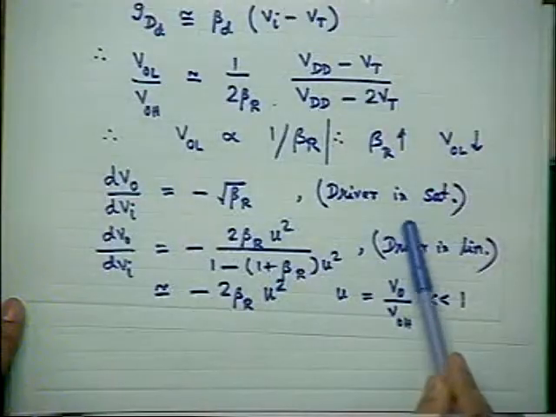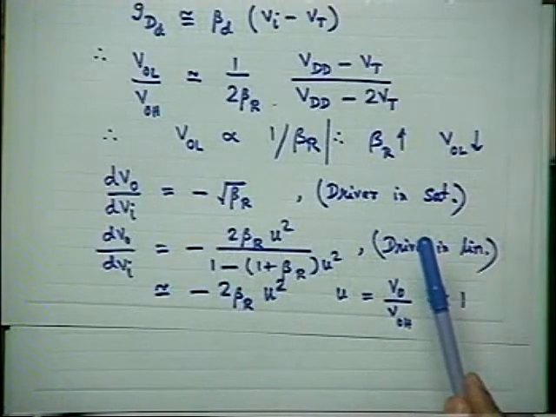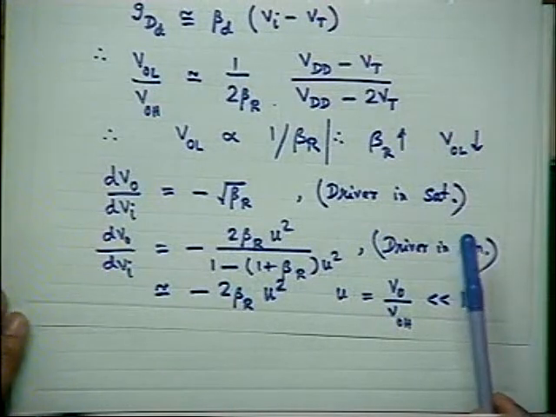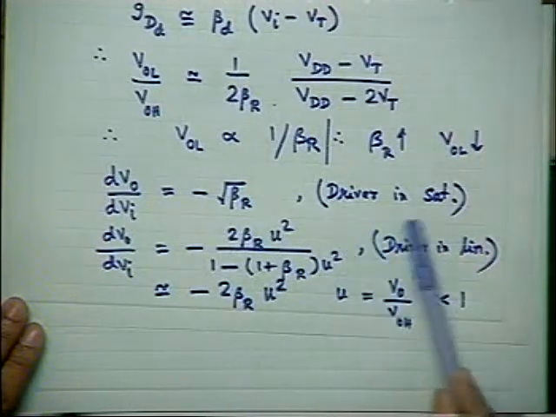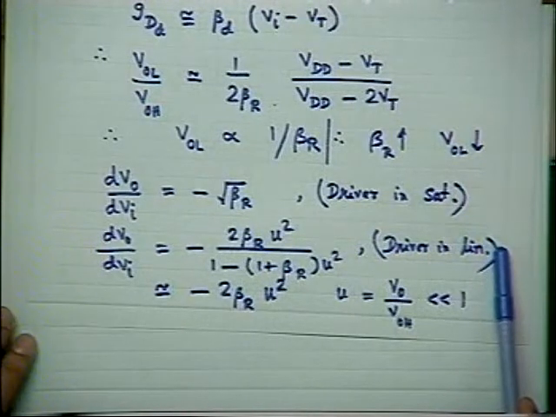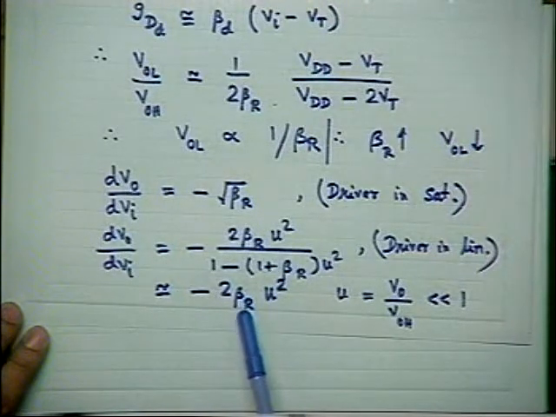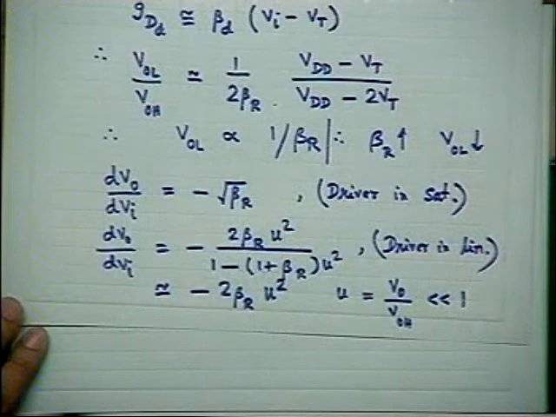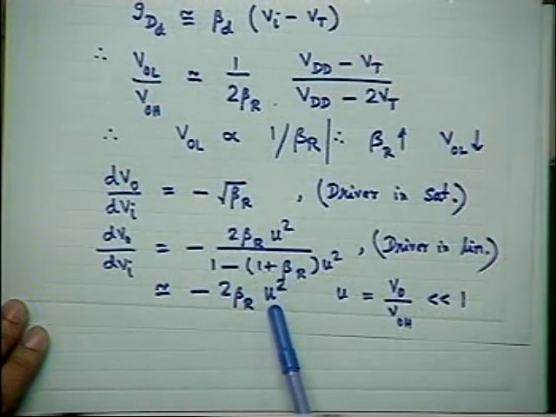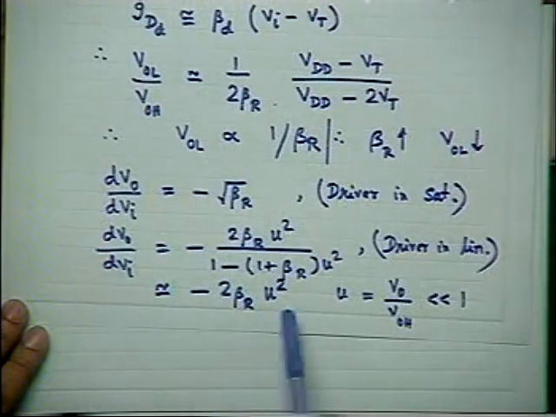So u very small compared to 1 means the output voltage is near the low state voltage. That means the driver transistor is in linear region. You remember, whenever output voltage is low, the driver transistor goes into linear region. So when the driver transistor is in deeply linear region, the transition gain is found to be proportional to, again, beta R. Higher is the value of beta R, this gain will be more. But as u, the output voltage, gradually decreases, this gain also decreases.